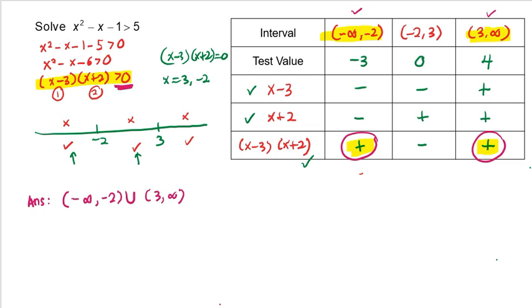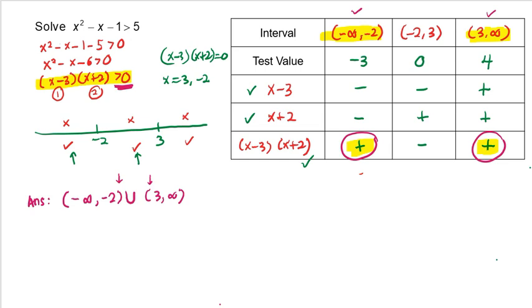Should we include -2, the border point here, the border line here, -2 and also 3? No. Why? Because it's greater than 0. If it is equal to 0, then we can take -2 and also 3. So that's why we have the normal bracket here, not the square bracket.